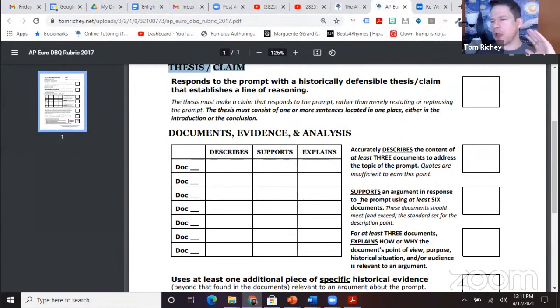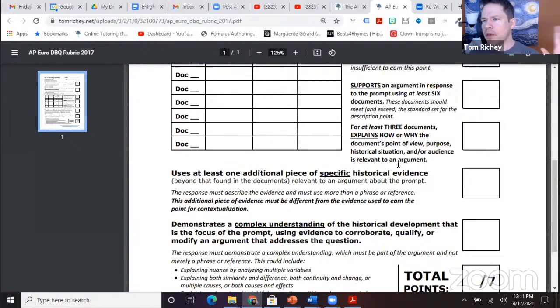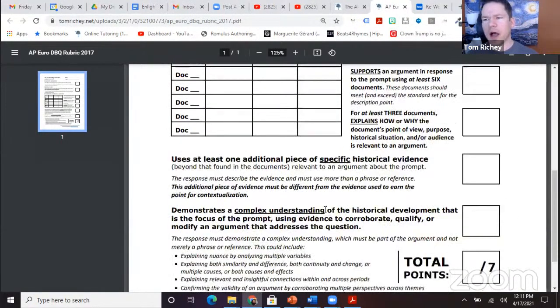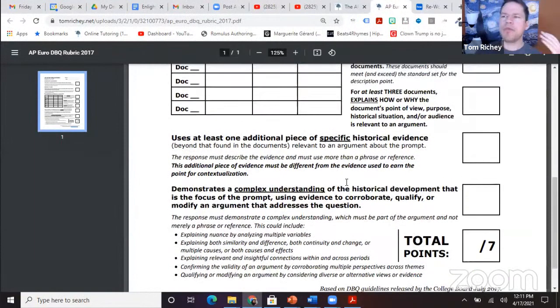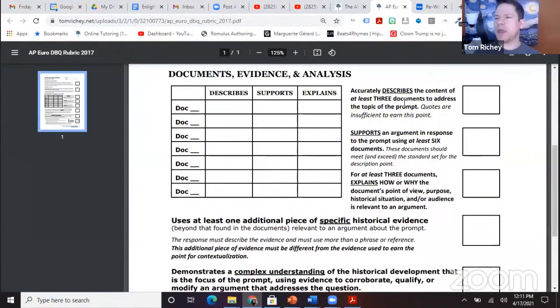Now, if we're not going for the 6 document point, or the complex understanding point, then what we're going to do here is use 4 documents to make 2 distinct arguments. We're going to also add in an additional piece of specific historical evidence.